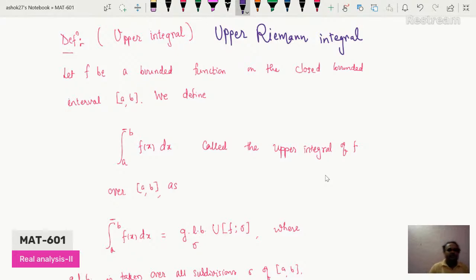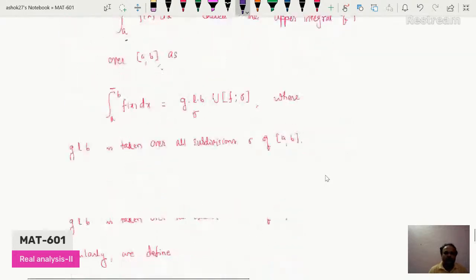So let f be a bounded function on the closed bounded interval [a, b]. So we define the upper integral of f(x) from a to b. This is the notation for the upper integral, called the upper integral of f over the closed interval [a, b]. So how do we define it?